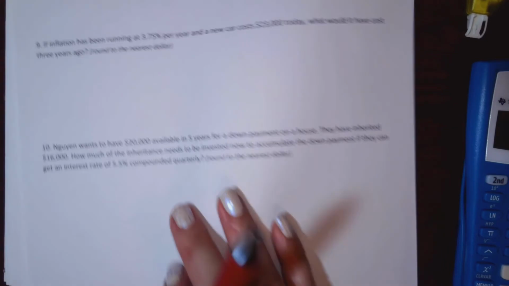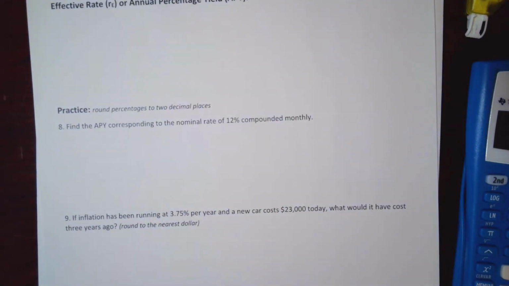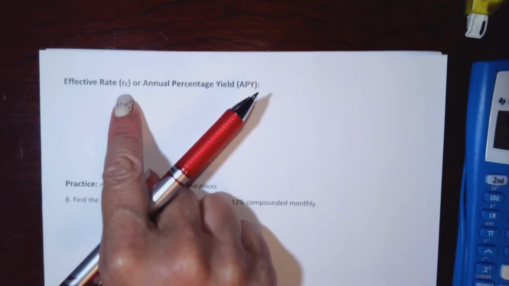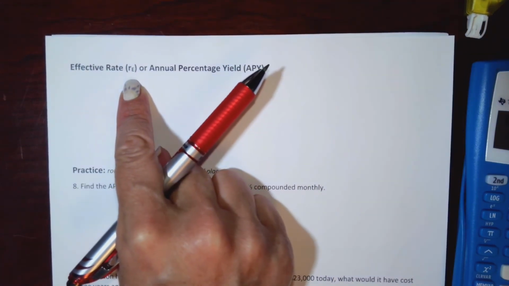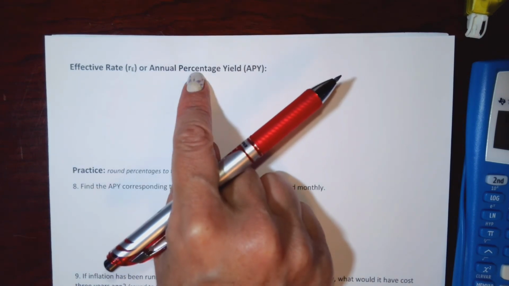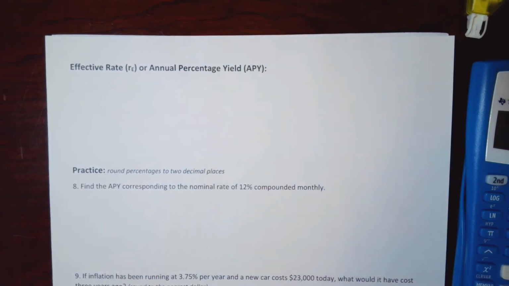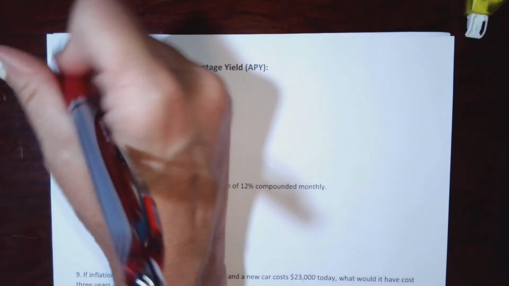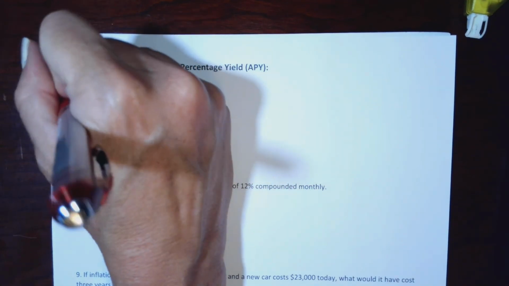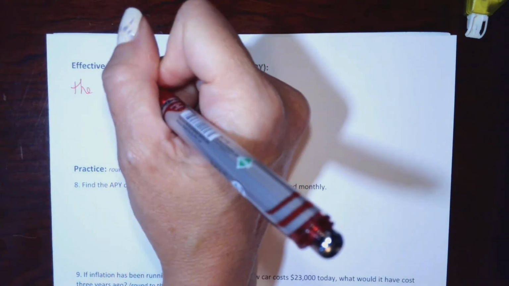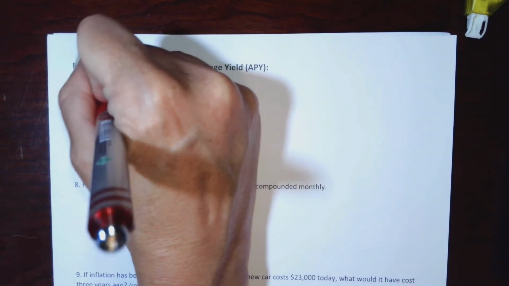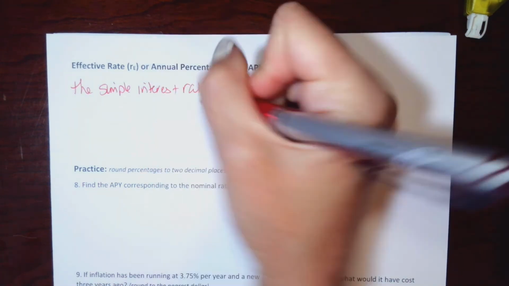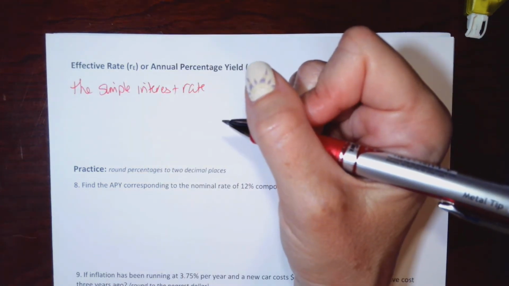Alright, let's do effective rate. R sub E is another symbol for effective rate. Another thing to call effective rate is annual percentage yield, or APY. You've probably seen that term APY when you look at loan information, if you pay any attention to the news or financial information. Alright, the effective rate, or the APY, is the simple interest rate that's basically the same as a compound interest rate.